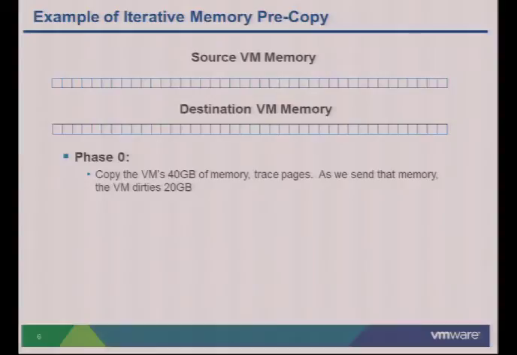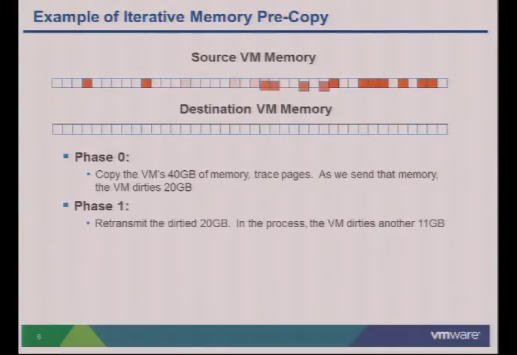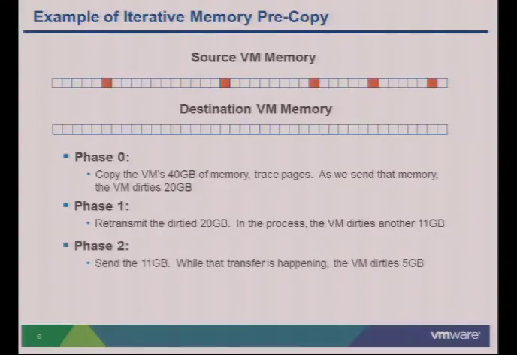So let's take a look at an example of this, given a 40 gig VM. We start by walking across its memory state, sending all 40 gigabytes of memory to the destination host over the network. As we do, it's still running, so let's say it dirties 20 gigabytes of memory. So we have to go back and send that 20 gigabytes of memory over the vMotion network. As we do, because it's still running, let's say it dirties 11 gigabytes of memory. So we go back and send that. As we do, because it's still running, it dirties 5 gigabytes, so we have to go back and send that.